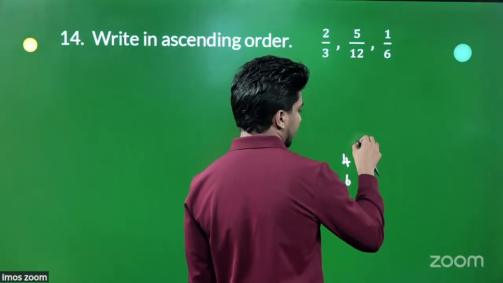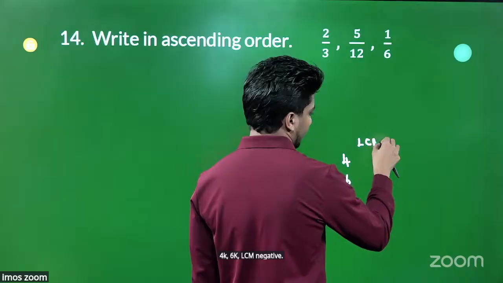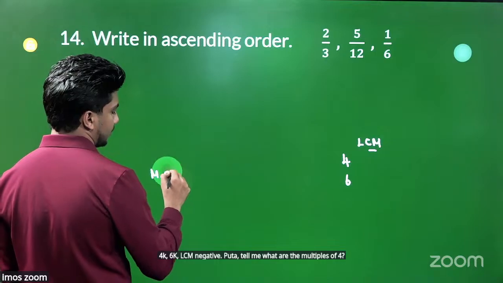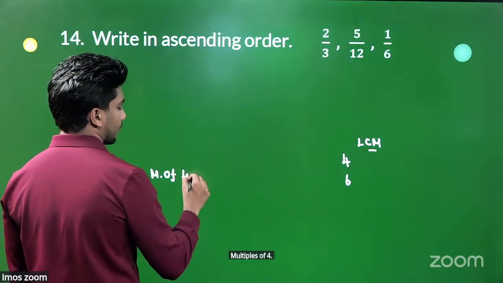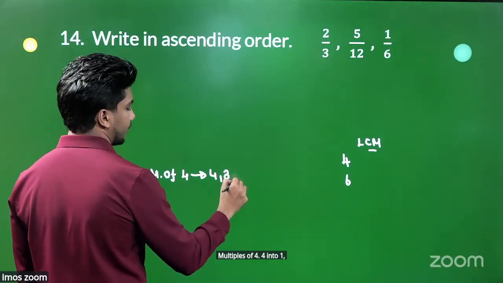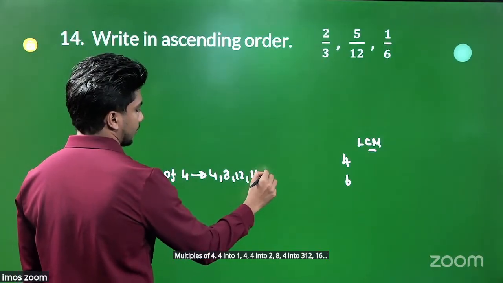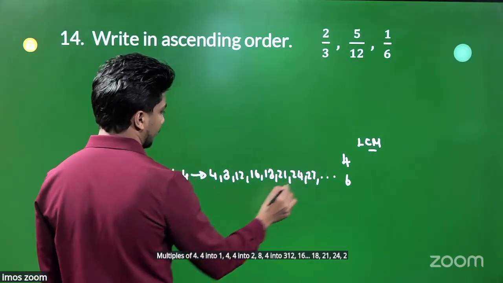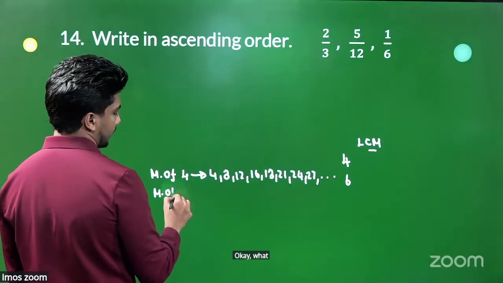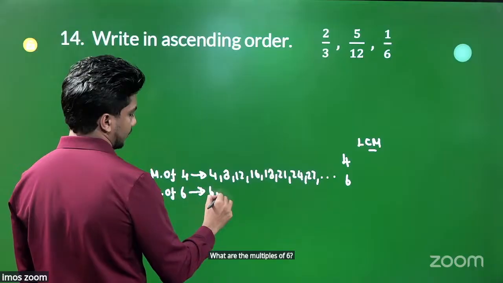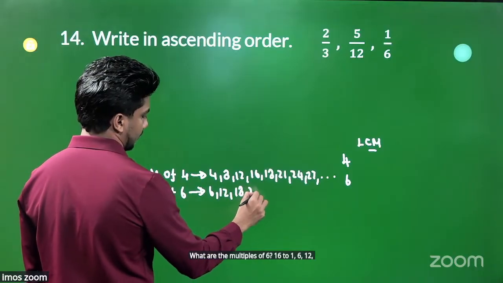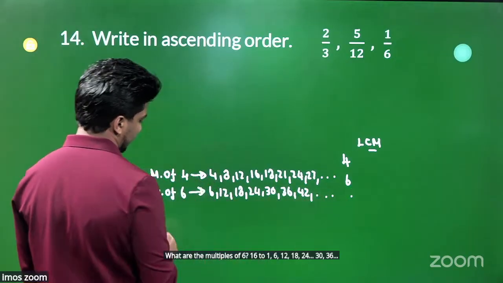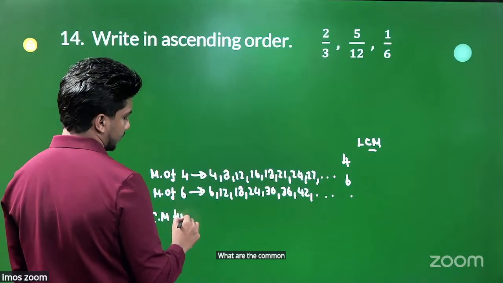Let's take the LCM of 4 and 6. Tell me, what are the multiples of 4? 4 into 1 is 4, 4 into 2 is 8, 4 into 3 is 12, 16, 20, 24, 28. We can write so many. What are the multiples of 6? 6 into 1 is 6, 12, 18, 24, 30, 36, 42 and so on. What are the common multiples of 4 and 6?